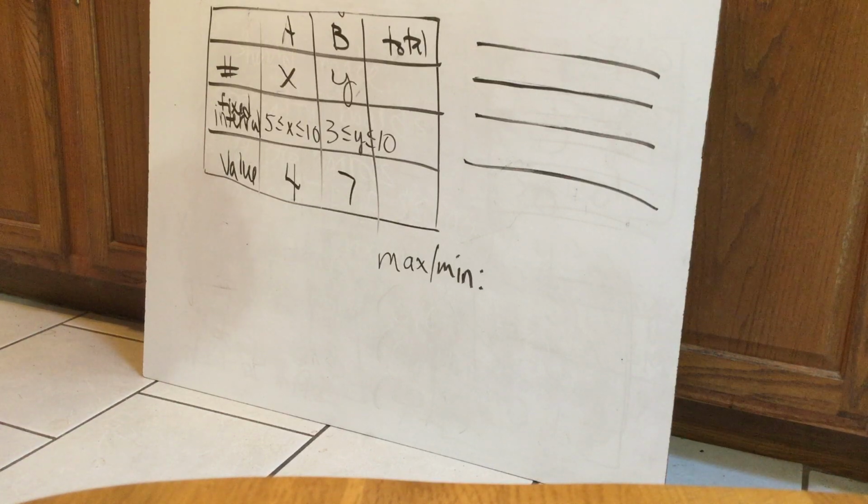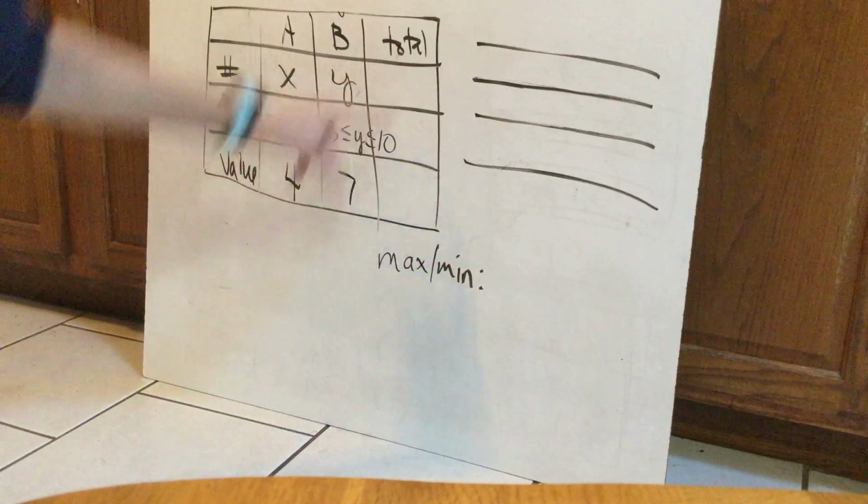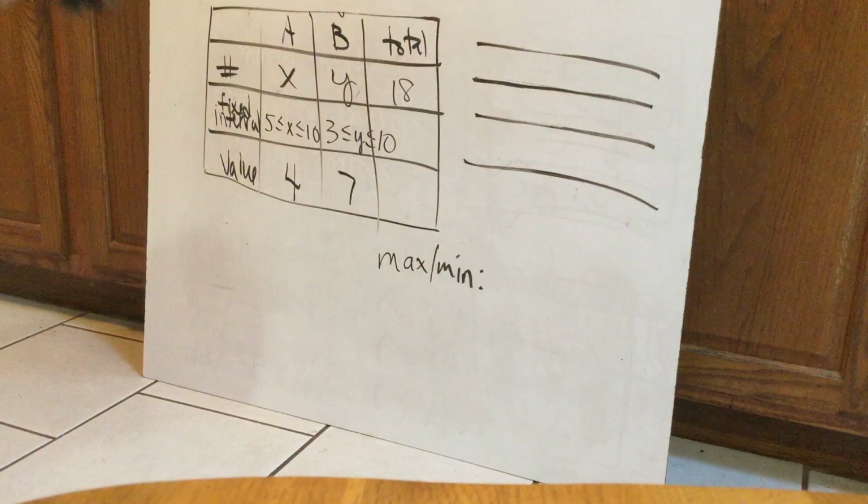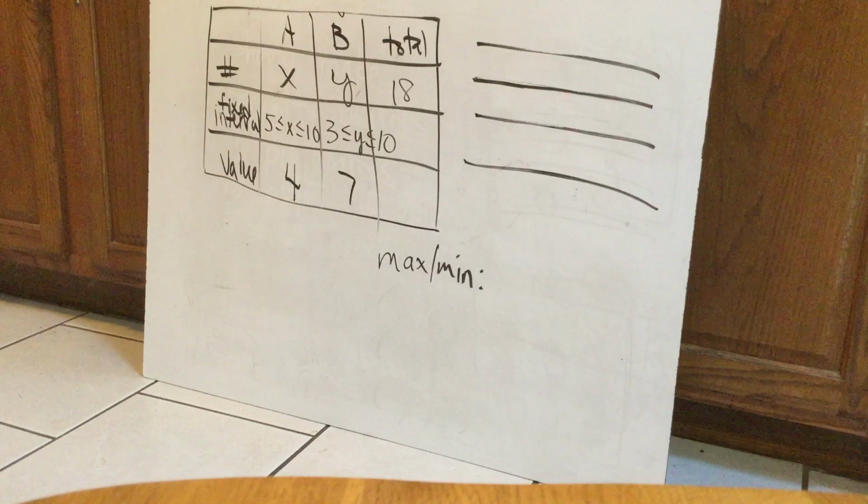In total, you can do no more than 18 questions. So the total number of questions that you can do is 18. How many of each type should you do to maximize your score?